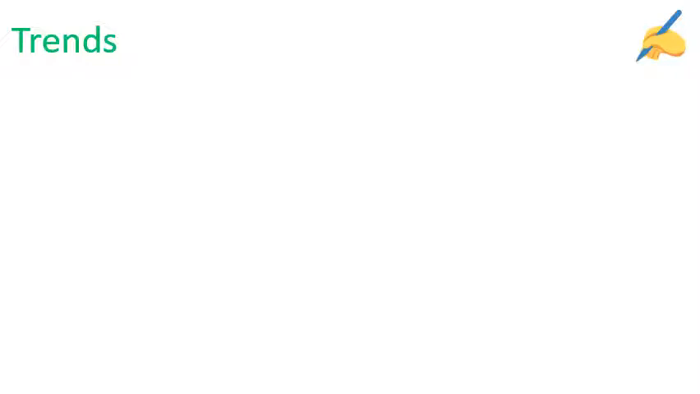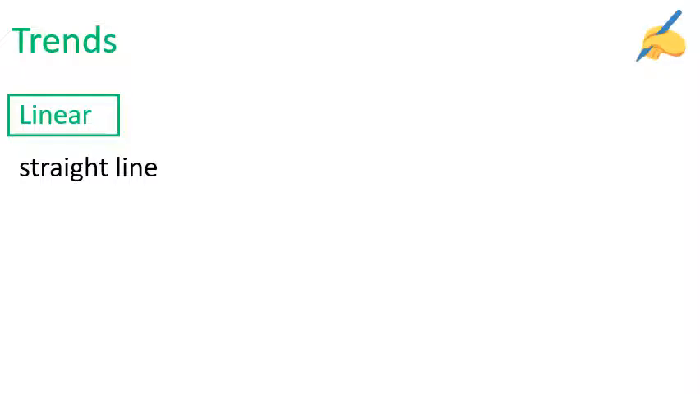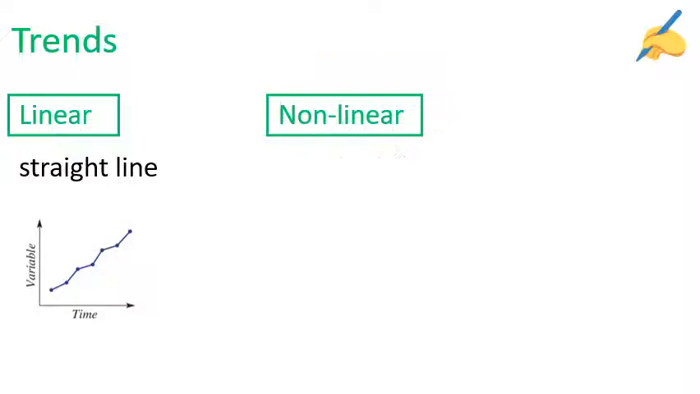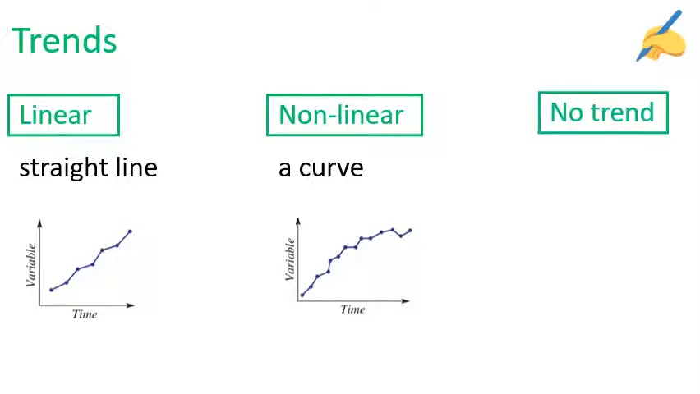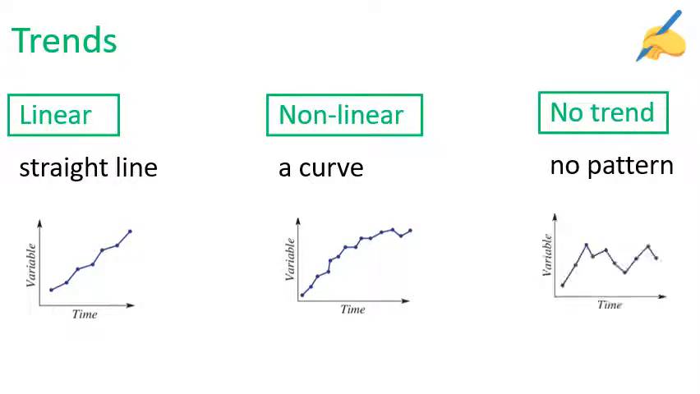These are the different trends we can have. Linear, which means a straight line or mostly straight line. Like this example here, you'll notice it's not completely straight, but the general trend is a straight line. Non-linear, so like a curve. So this is an example here. And no trend, which means that there's no pattern, so it's going up and down with no clear trend.